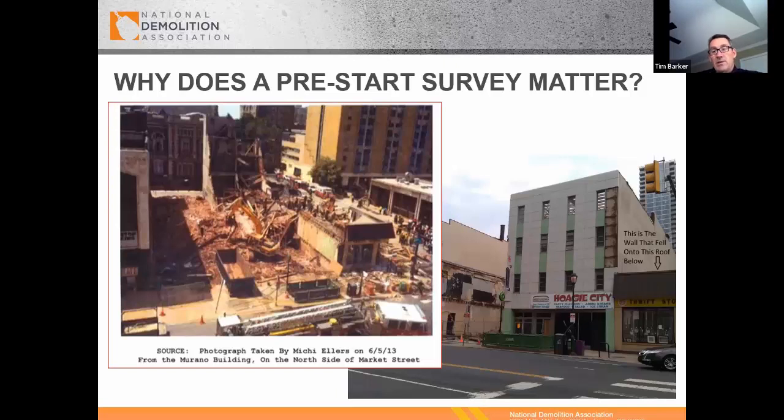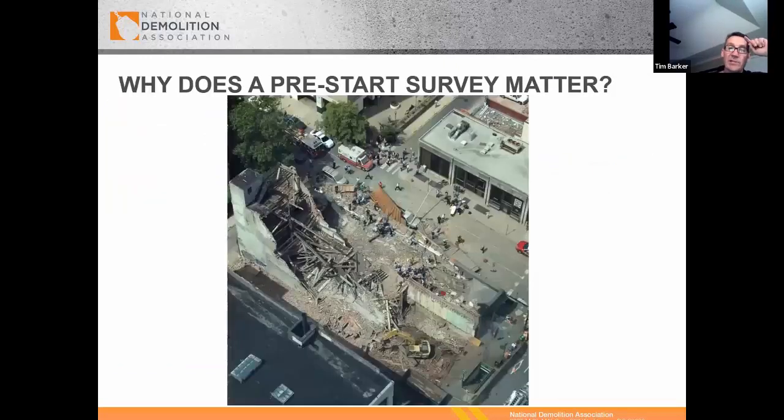So what is a pre-job survey? Well, it surveys the risks, the hazards. And as you look over here at the Hoagie City, you can see the wall, how tall it is above the Salvation Army. It doesn't look like it could cause that much damage, but clearly it does and did. When you see in this next photo how it just leveled the rear half of the Salvation Army.